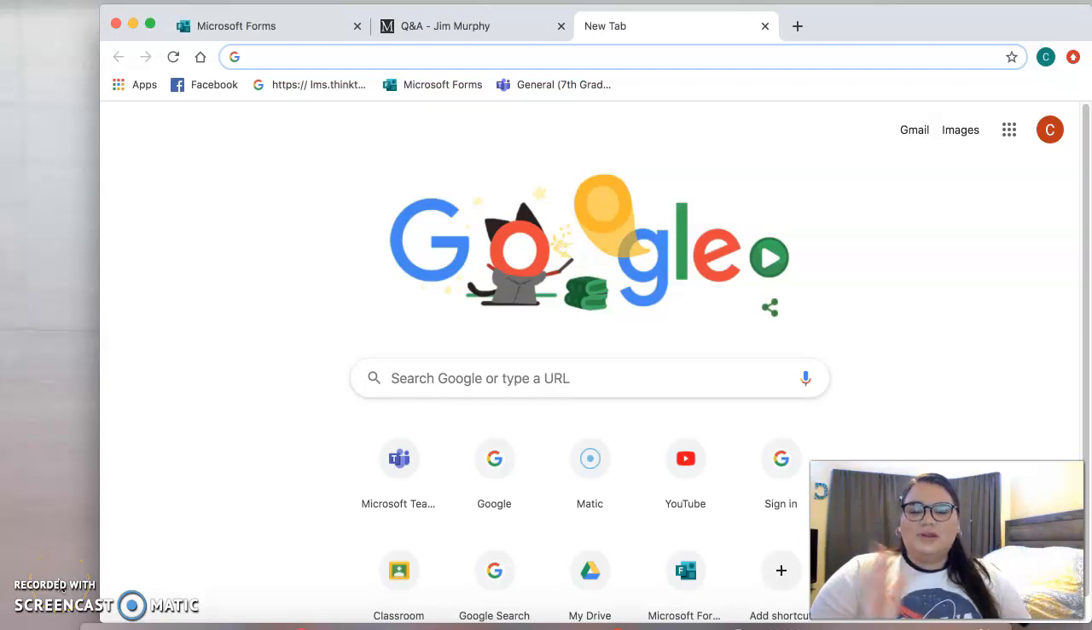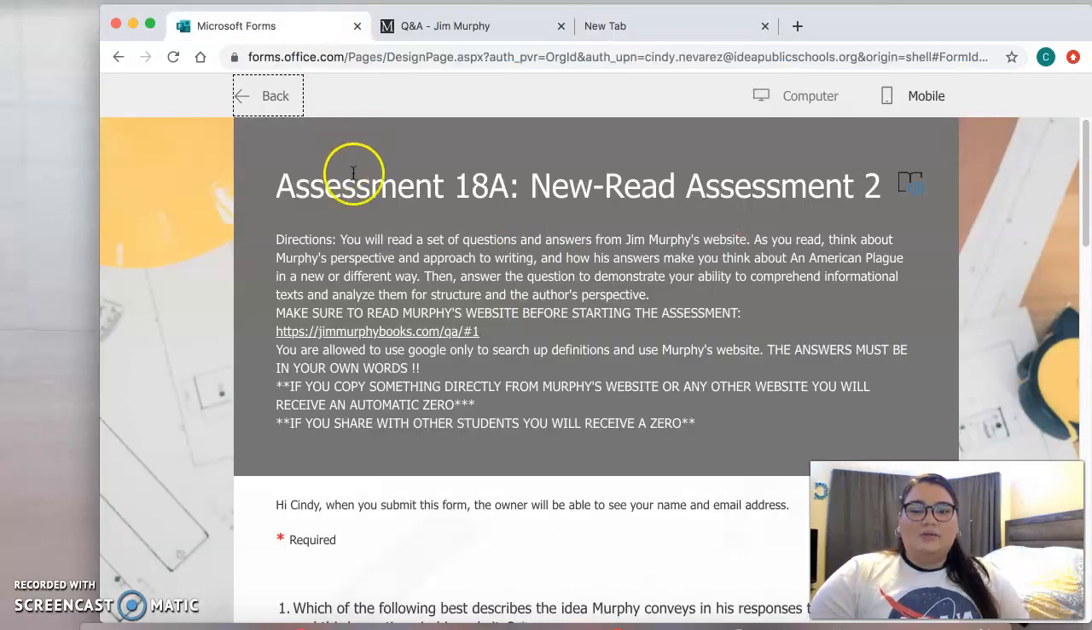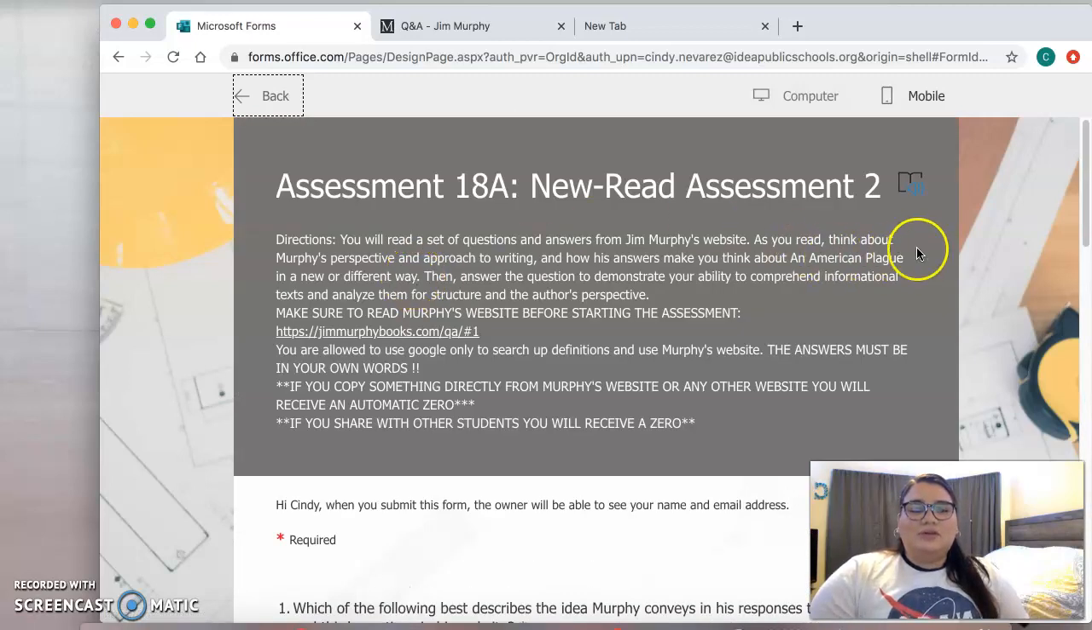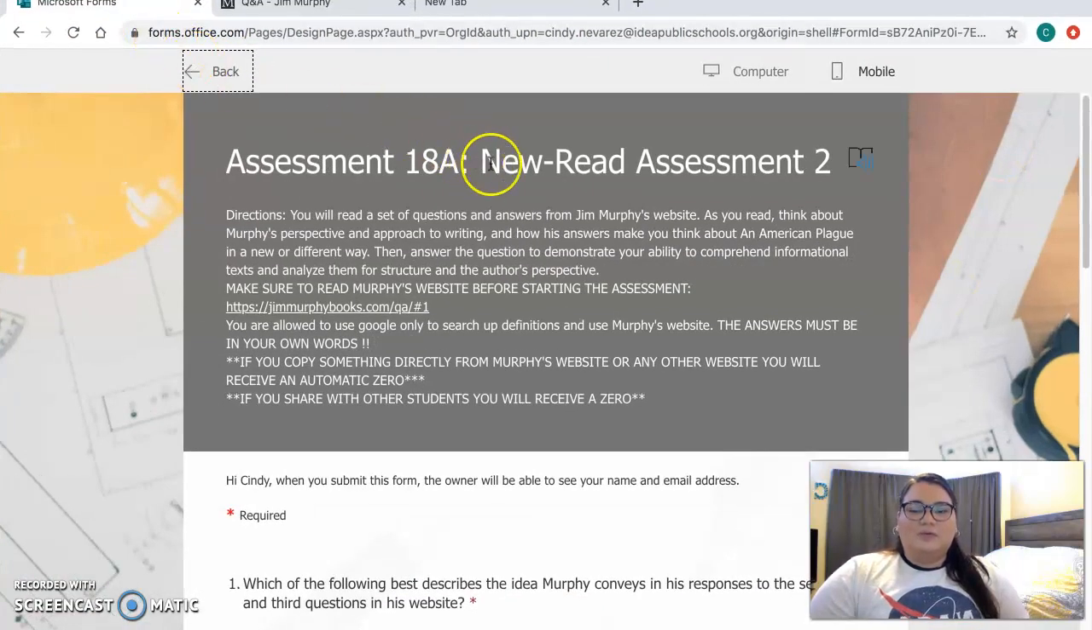Good morning, everyone. Today's lesson is going to be a little bit more fast. We are going to focus on how to do the assessment 18A. This is going to be a test grade. I'm going to review what the assessment looks like, what to expect, and what the expectations are for the exam. So we're going to go ahead and get ready.